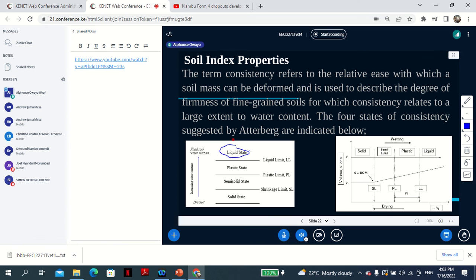Now, in the liquid state, the soil behaves like a liquid and can flow, and we have the plastic state, the semi-solid state, and the solid state.